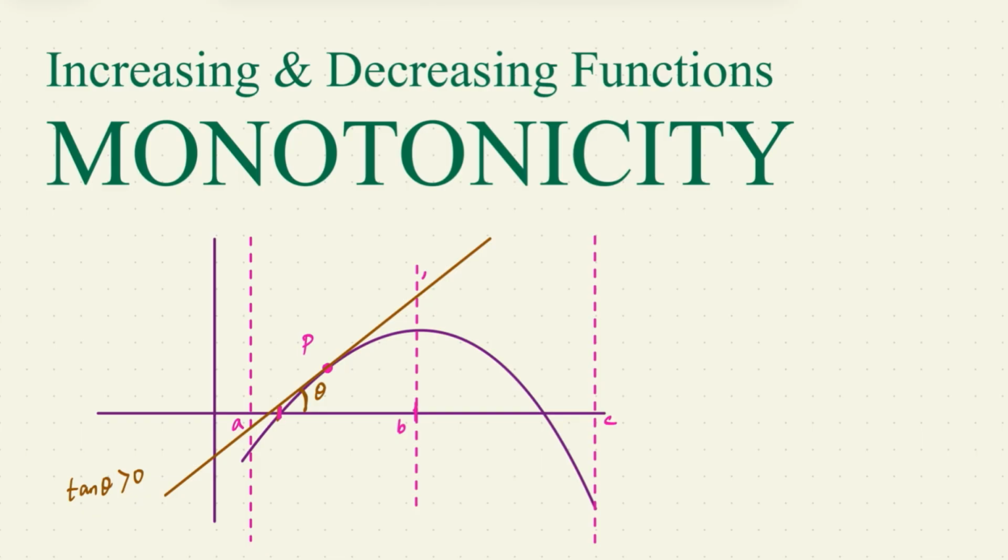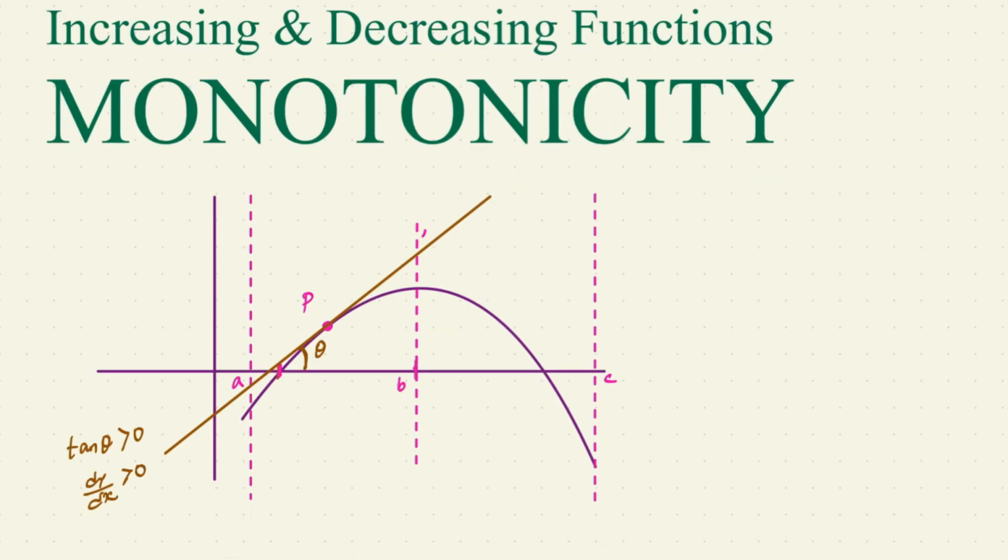So here tan theta is the slope of the line, and in derivatives we write this slope as dy over dx. That means dy over dx should be greater than 0, or you can also write dy by dx as f dash of x. So f dash x should be greater than or equal to 0 whenever the function is increasing.